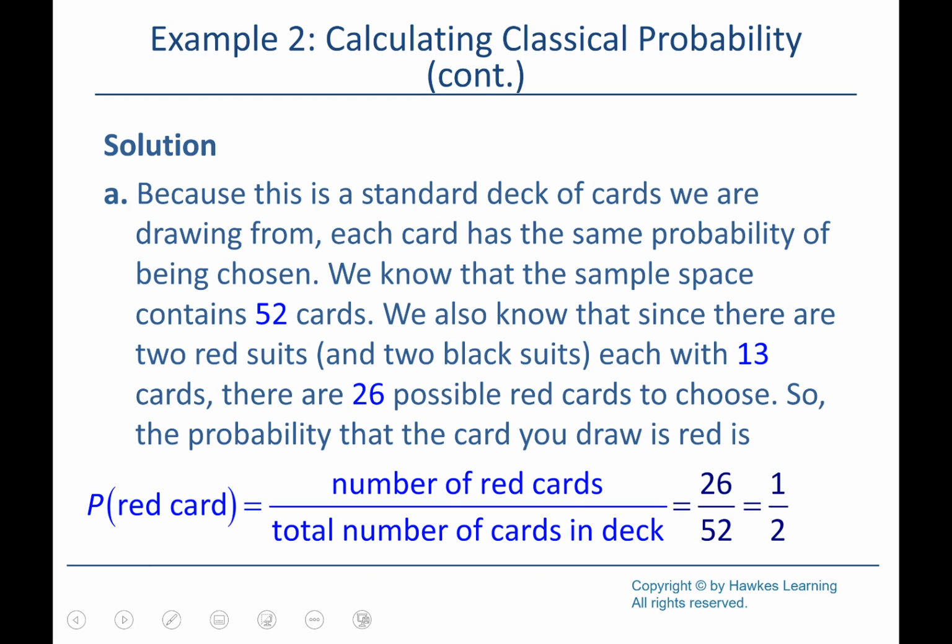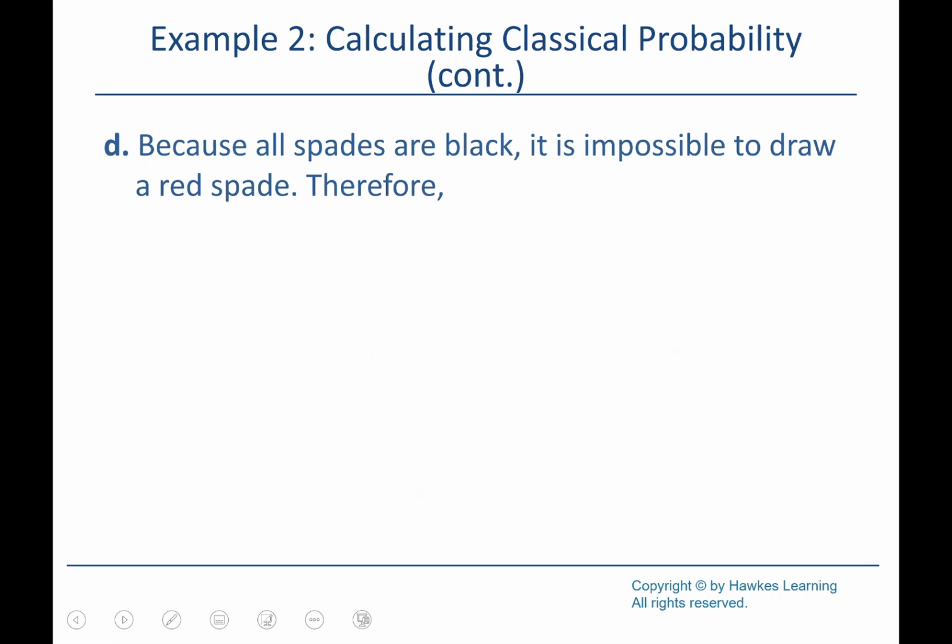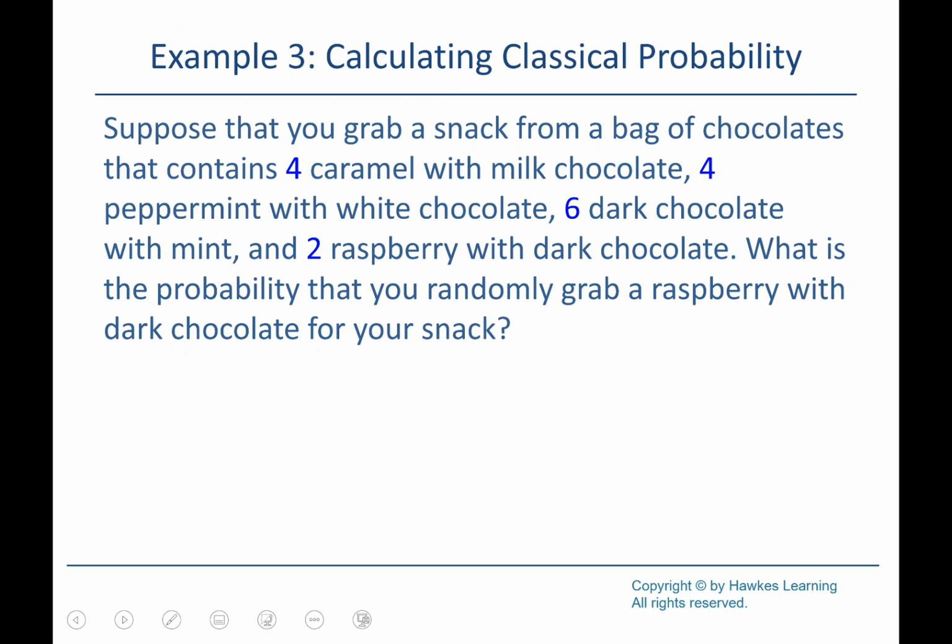Get through these here. All right. Look at this one. This one says, suppose you grab a snack from a bag of chocolates that contain 4 caramel, with milk chocolate, 4 peppermint with white chocolate, 6 dark chocolate with mint, and 2 raspberry with dark chocolate. What's the probability that you randomly grab a raspberry with dark chocolate for your snack?